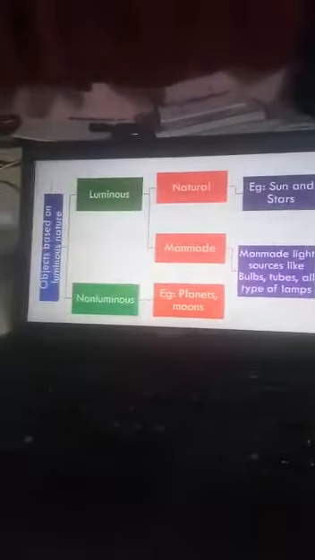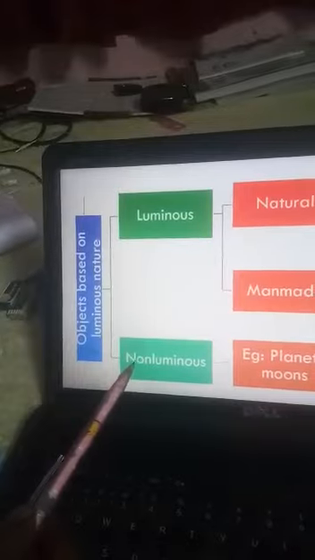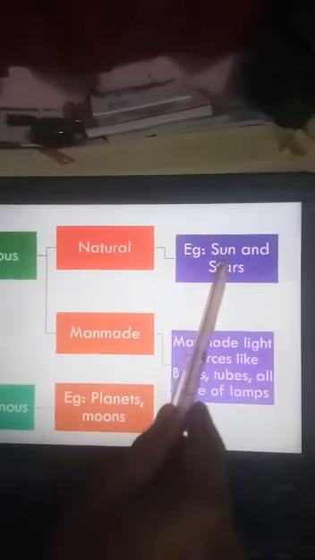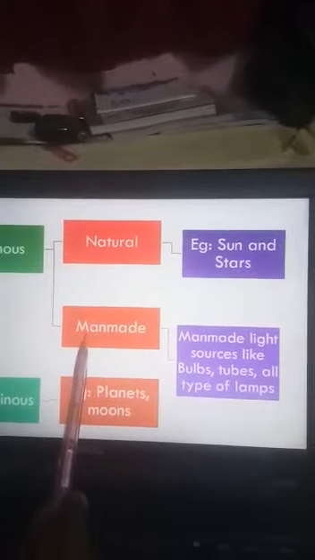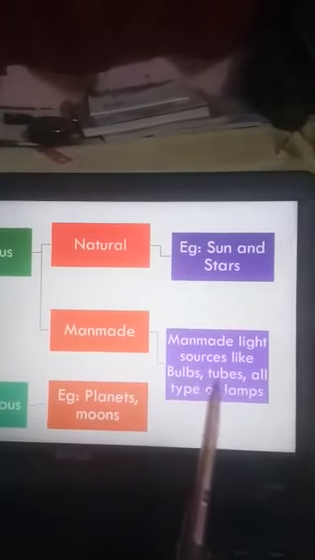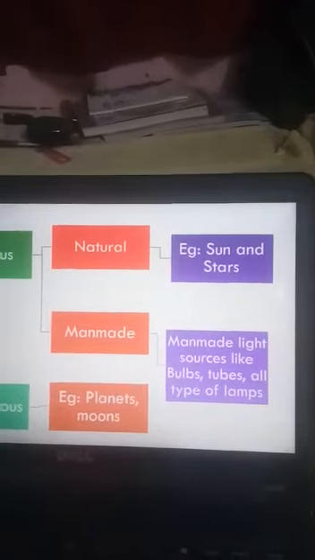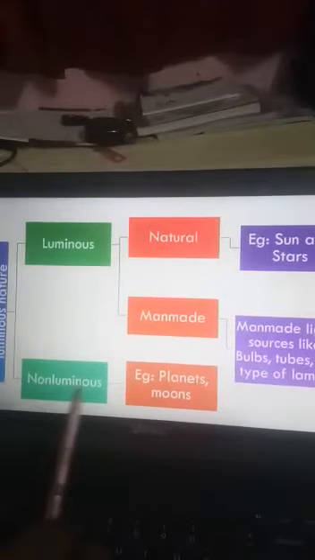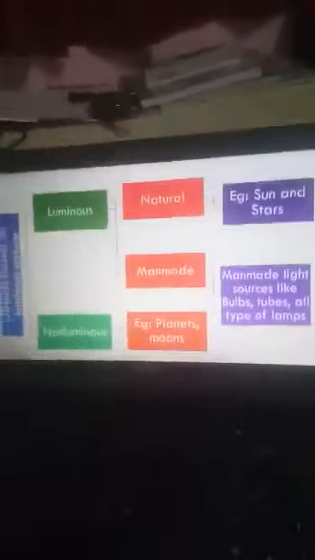And based on the luminous nature, we can divide objects into luminous and non-luminous. I divide these luminous objects into 2, natural and man-made. As I have told you earlier, for natural we can give example sun and stars, and for man-made you can give any light source like bulb, tubes, and any kind of lamps like CFL or LED bulbs. For non-luminous body you can give any example like a brick, table, book, and even planets and moons. You know very well planets and moons, they reflect the light of the sun. Now let me go to the next one.